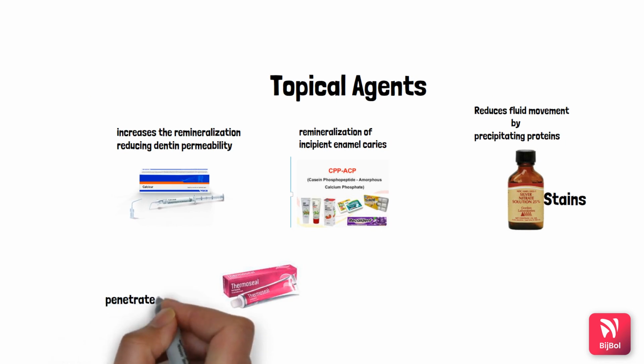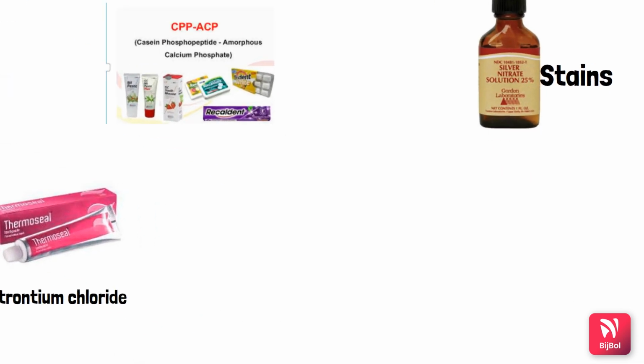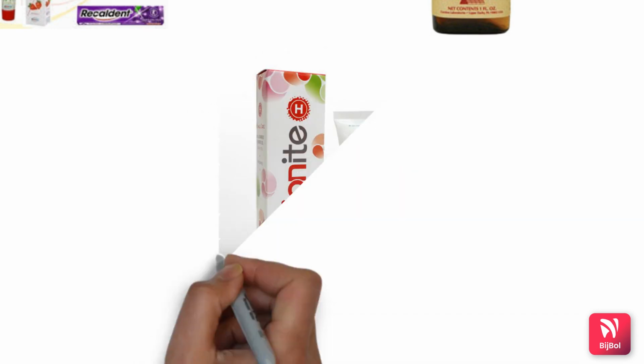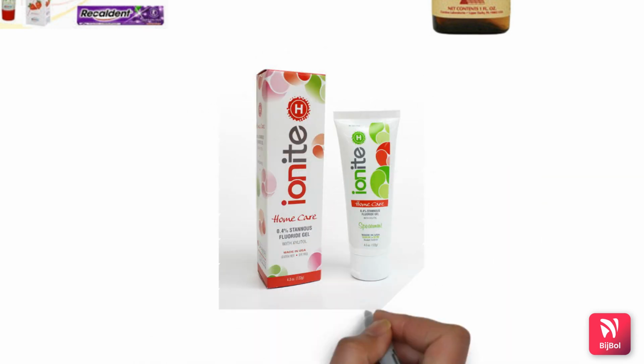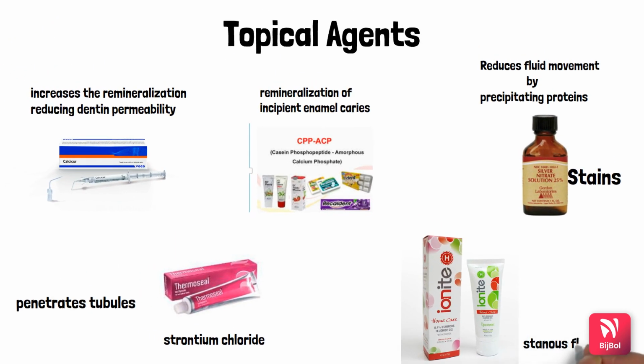It is incorporated in the desensitizing paste, which acts by penetrating the tubules and forming strontium apatite, which blocks the dentinal tubules. And next, the use of sodium fluoride, by application on the tooth for a few minutes, will form fluorapatite within the tubules and cause blocking of the fluid movement.